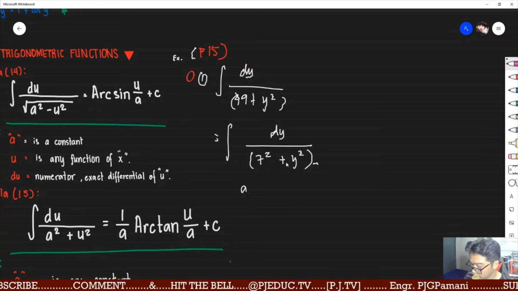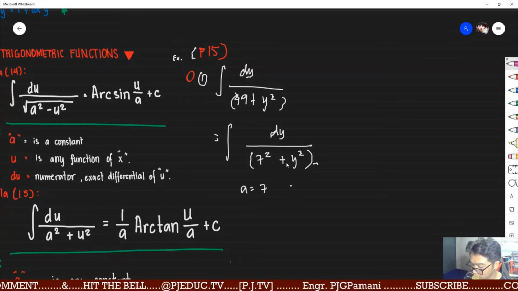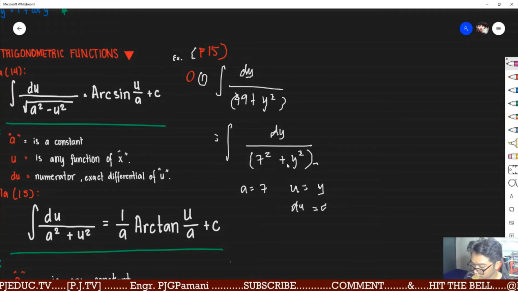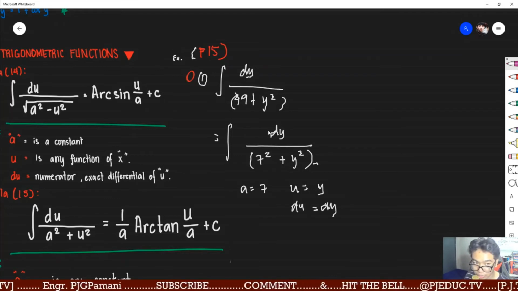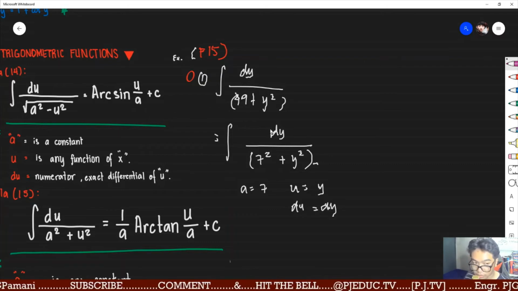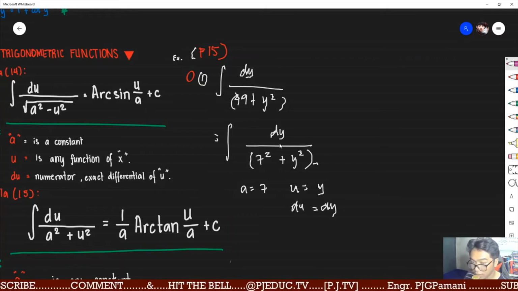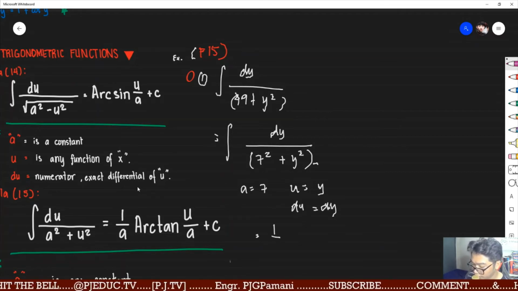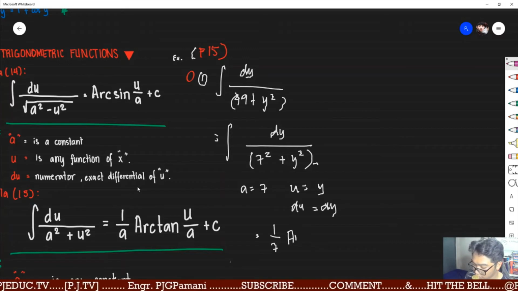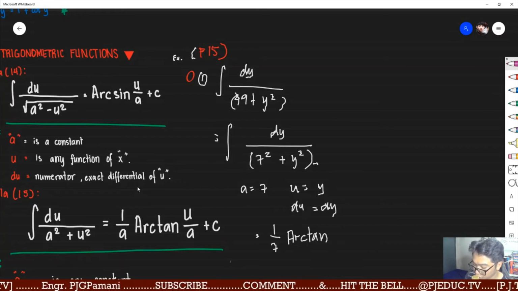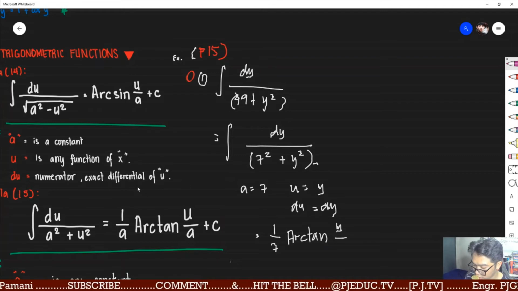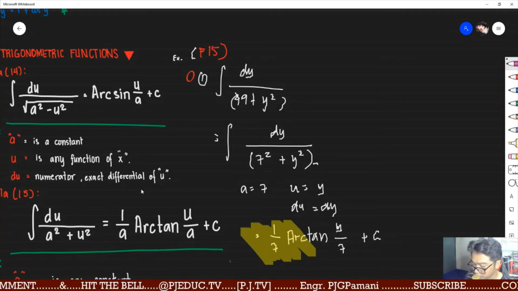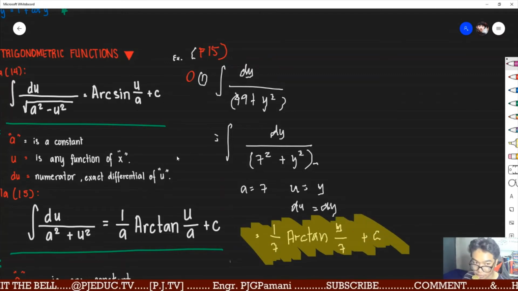So, we have a equal to 7, and u is y. The differential of y is dy. You have no extra term in the numerator. So basically, we can use Formula 15, which is 1 over a, which is 7, arctan of u over a, 7, plus c. So that is the only problem there.